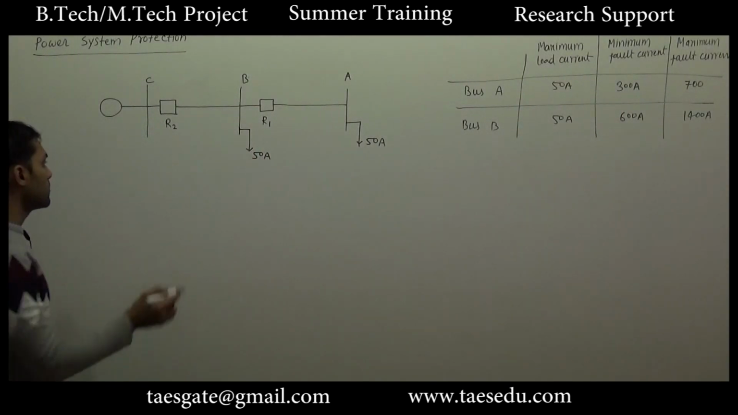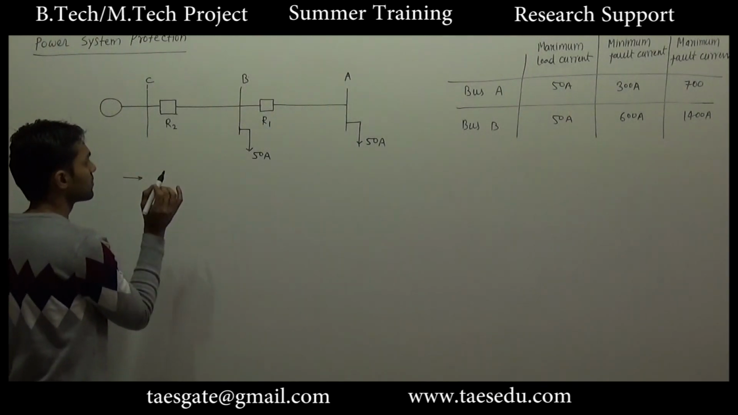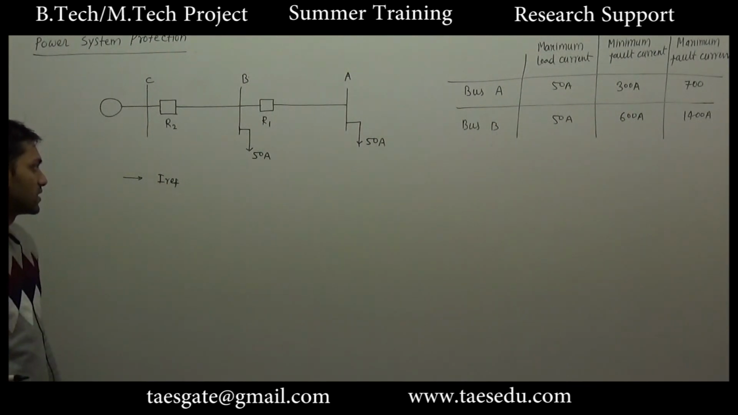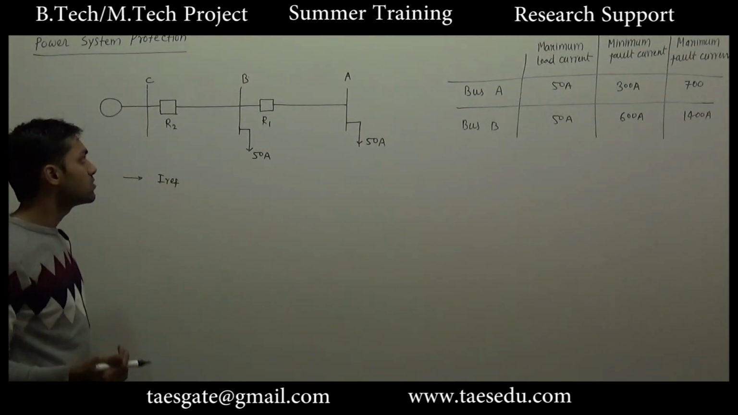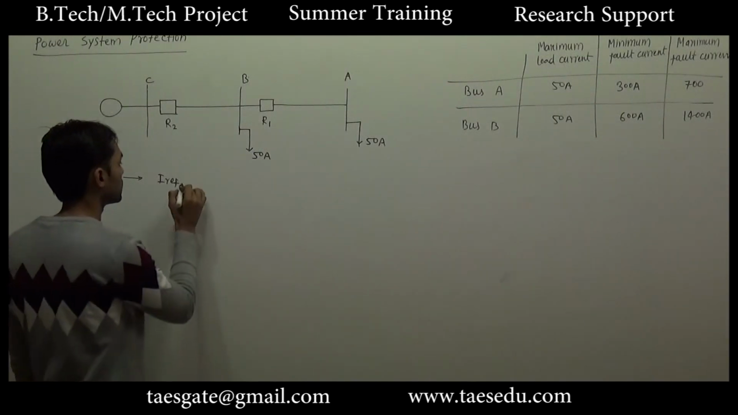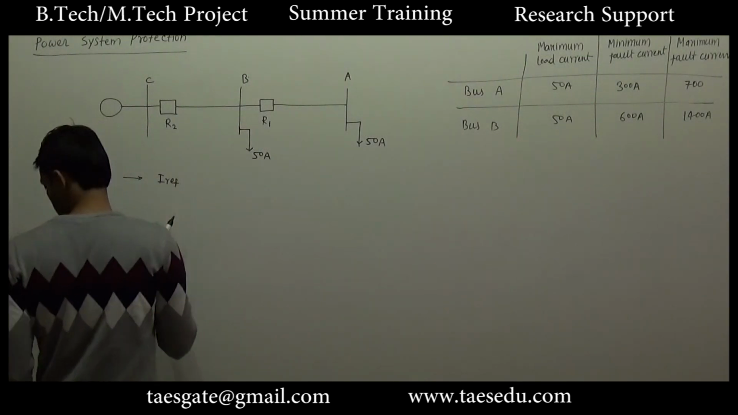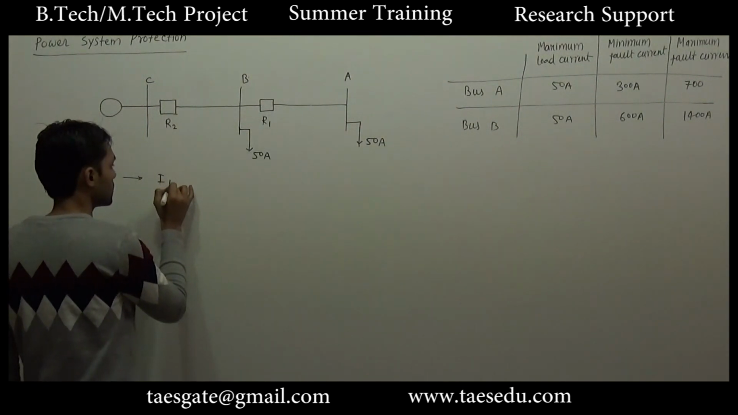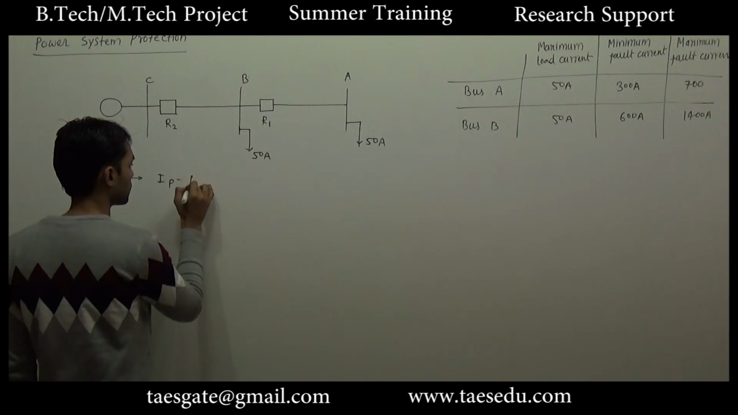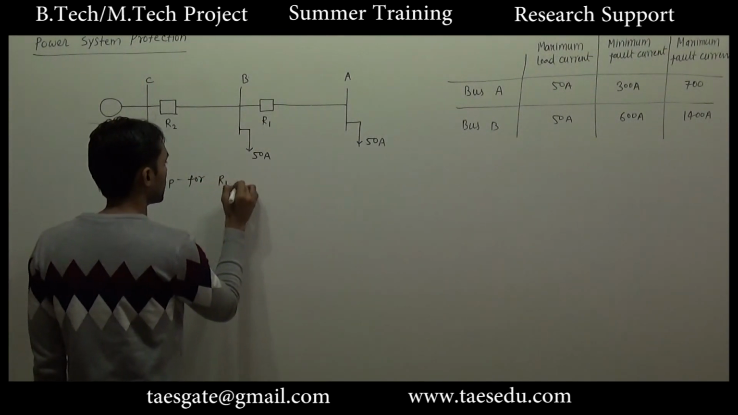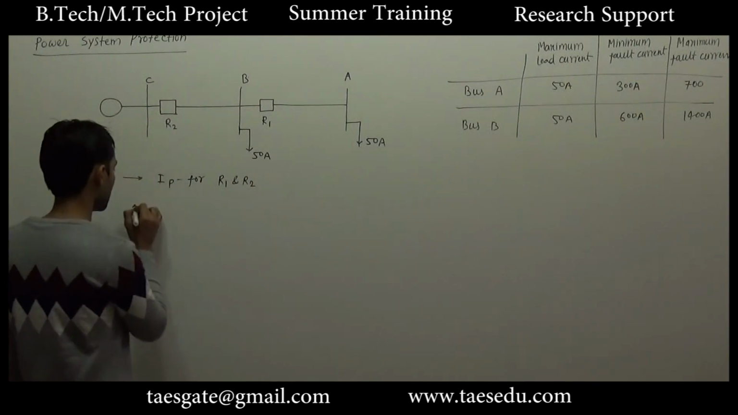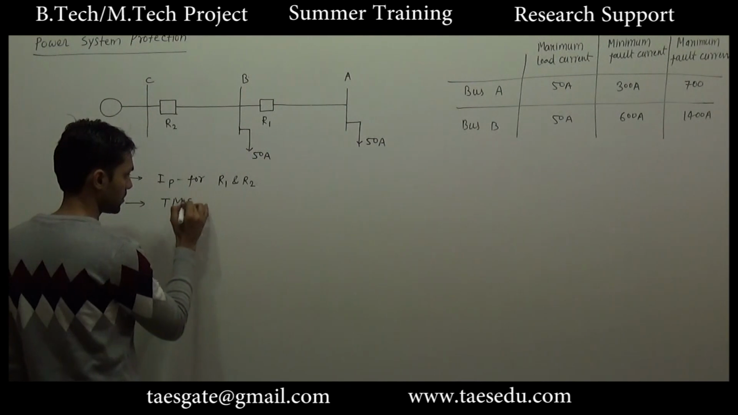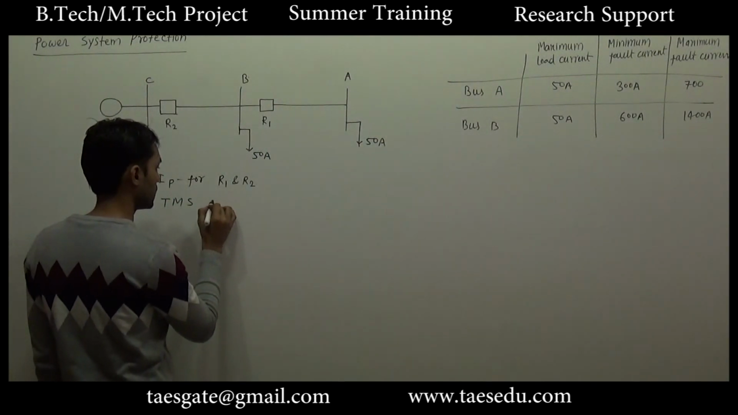Okay, so in this problem we have to set the reference current, because as I said earlier, the reference current is something we can choose for relay R1 and R2, reference current or pickup current. We have to choose pickup current for R1 and R2. There is another feature that we can choose, time multiplier setting for R1 and R2.